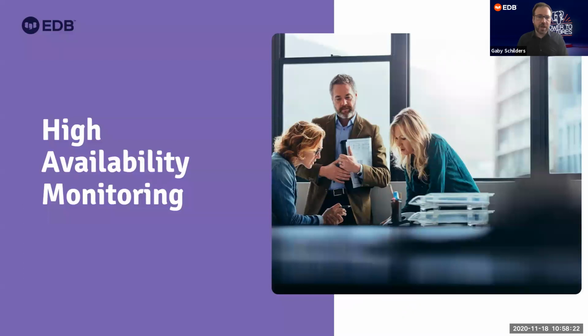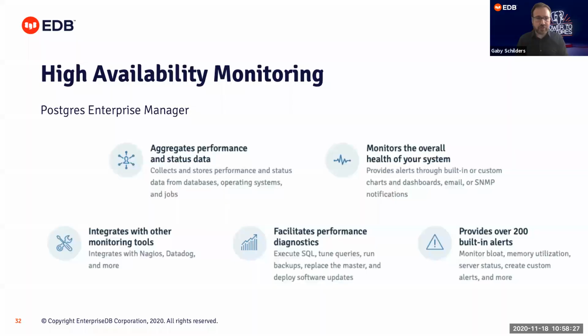Going back to high availability, the monitoring of your solution is essential. Why? Because replication is the backbone. If it fails, at that point you become vulnerable. So you must always know the status of the replication, of the application of the replicated data on the secondary systems, and you want to have a good overview of what's going on in your system. To that end, what we've done is create PEM. PEM is our Postgres Enterprise Manager.